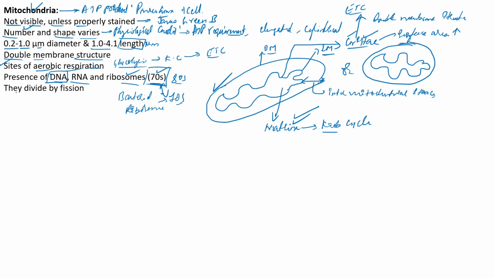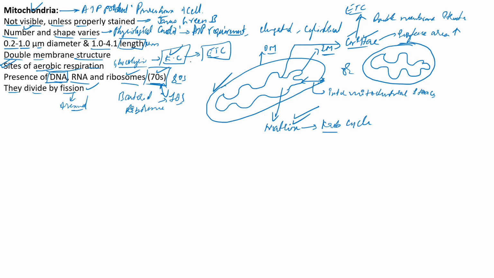Now, when we look into the division process of the mitochondria, they mainly divide by binary fission, or just fission. Fission is an asexual mode of reproduction. So this is mainly about the mitochondria. Remember, the main function of the mitochondria is aerobic respiration, that is the Krebs cycle, and the electron transport chain or electron transport system mainly occurs in the mitochondria itself.